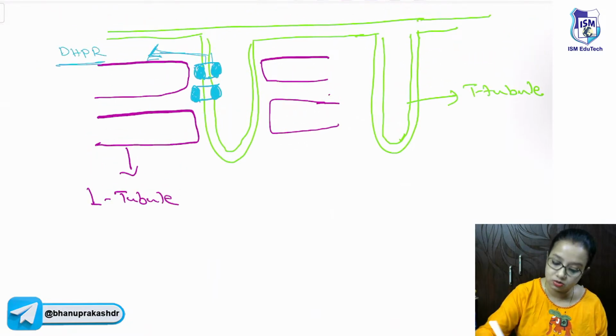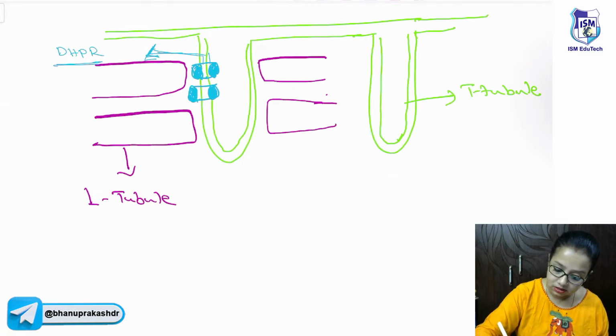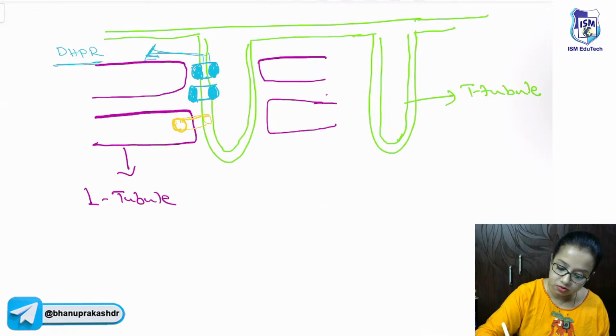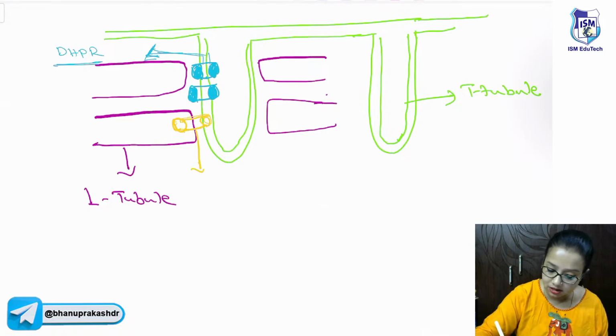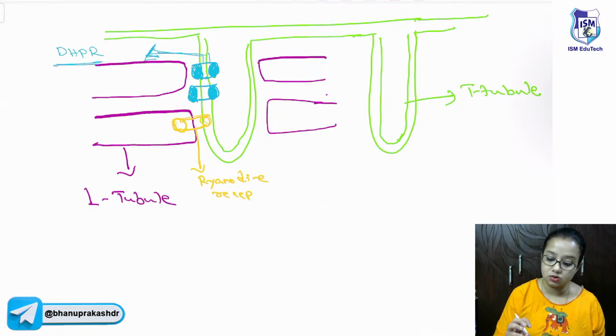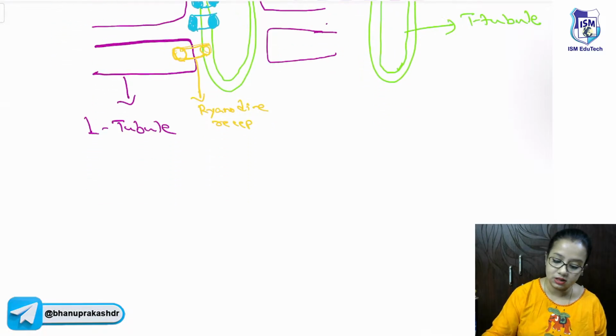Whereas on the L tubules, I'm just drawing it below for seeing it properly, there is the presence of calcium channels which are not voltage gated. They are the calcium ryanodine receptors, which are not voltage gated. And why is it ryanodine? Because it opens by the plant alkaloid called ryanodine. Okay, this is the tubular system.